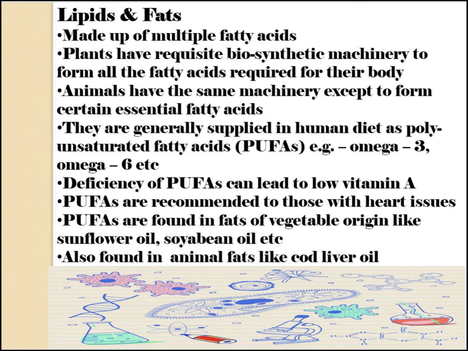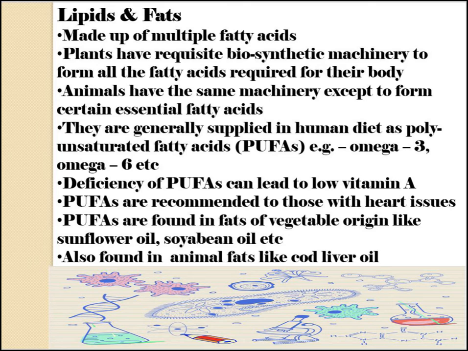But animals have the same machinery, of course, but they have exceptions as well, and those exceptions are certain essential fatty acids. So our nature has created us in that way, so that animals need to hunt or kill other animals or plants in order to survive.